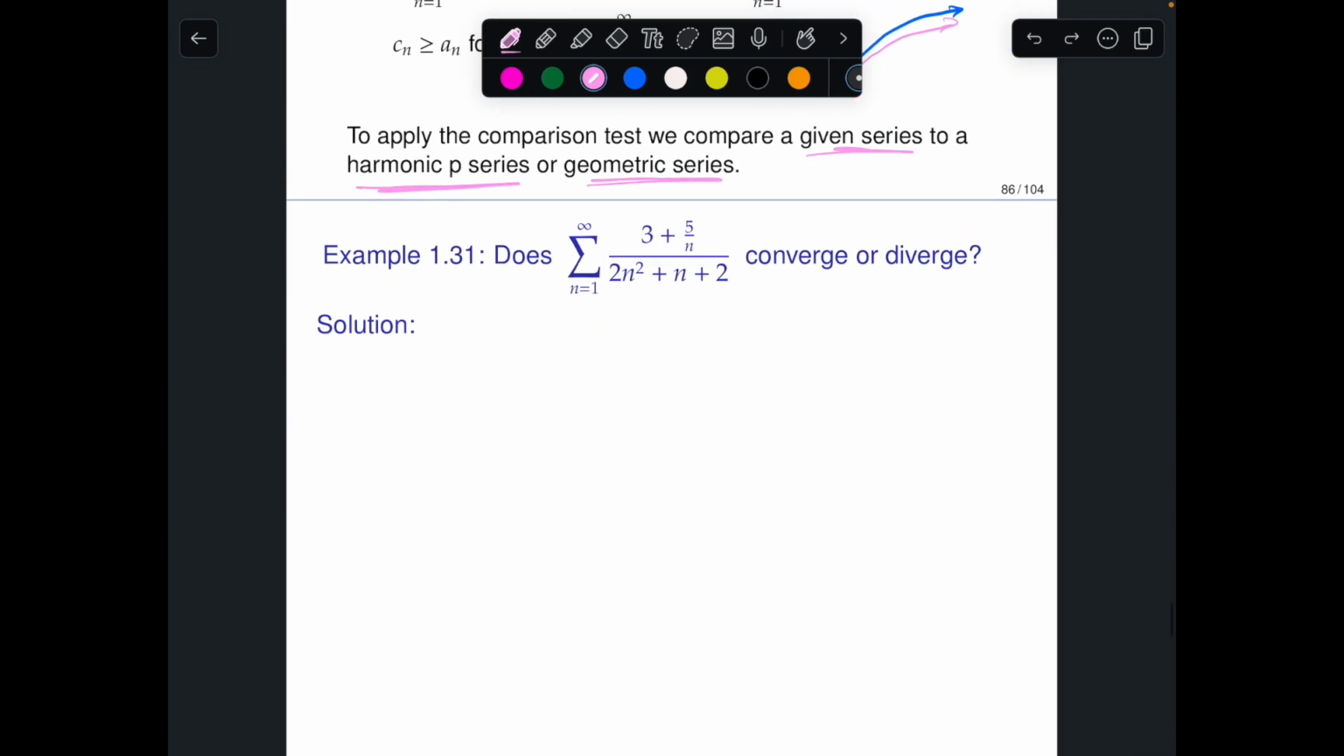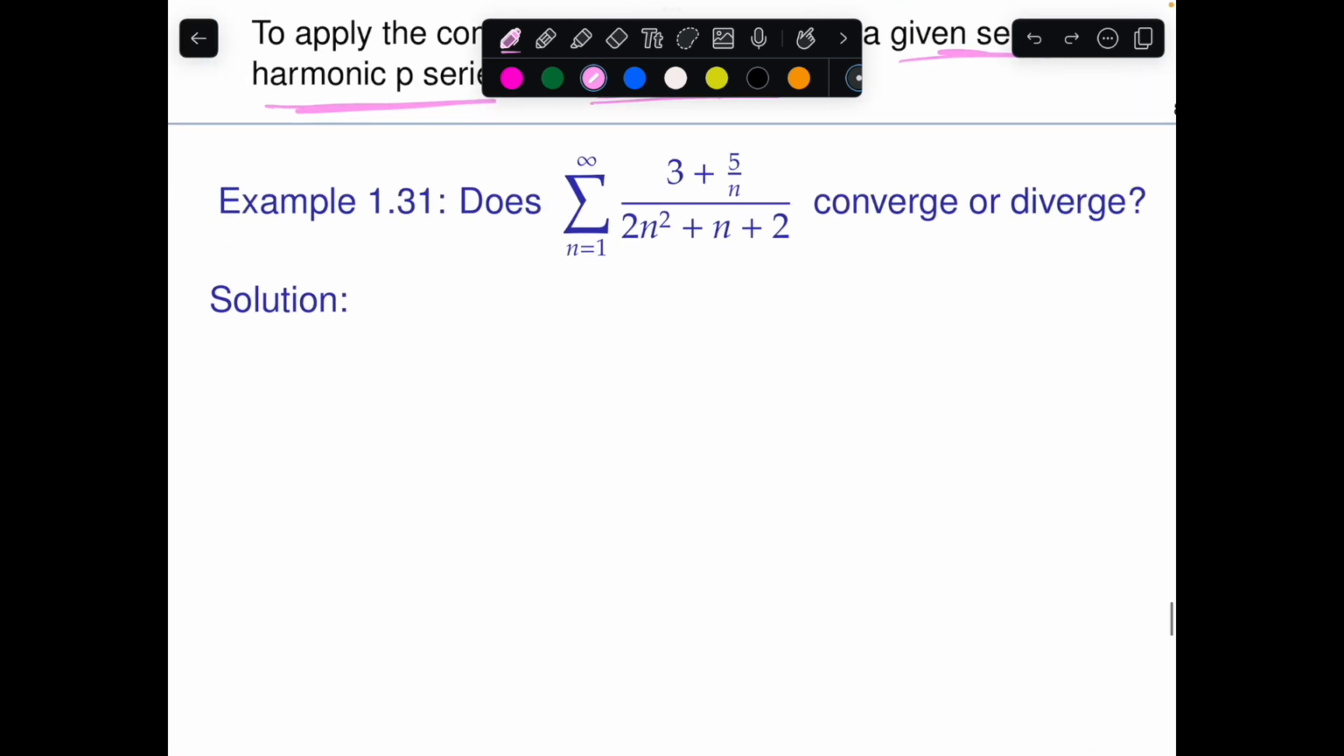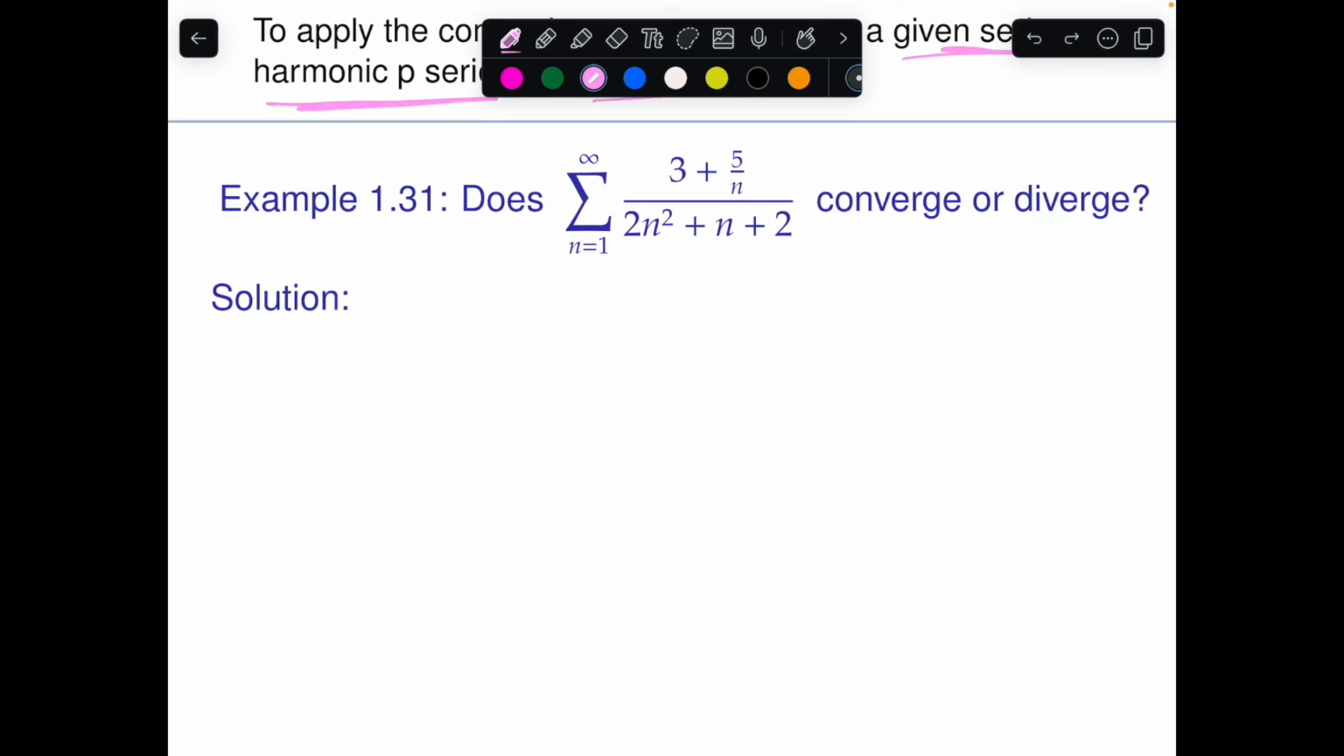So like I said, first step, if you're going to use the comparison test, you need to specify that the function's always greater than or equal to 0. So 5 over (2n squared plus n plus 2) is greater than or equal to 0. Obviously when n equals 1, you get 5 over 5, and it just stays positive from there. You're never going below the x-axis, and so you can state this. You don't need to show this. You just show that you're checking for it.